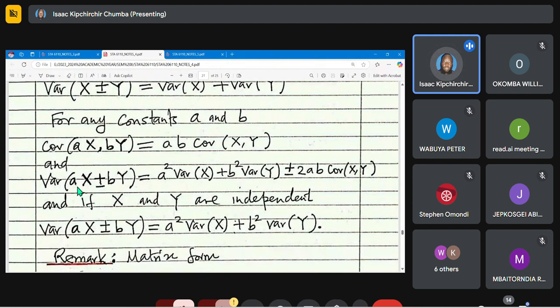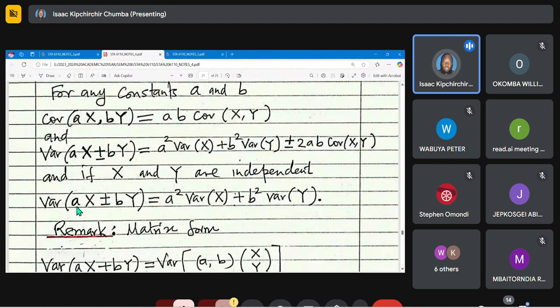Now, if you have defined a linear function of x and y, say ax plus or minus by, and you want to get the variance, the same story. It is a squared var x plus b squared var y plus or minus twice ab cov xy. And if x and y are independent, var of ax plus or minus by is actually a squared var x plus b squared var y. Doesn't matter now because they only differ in the covariance.